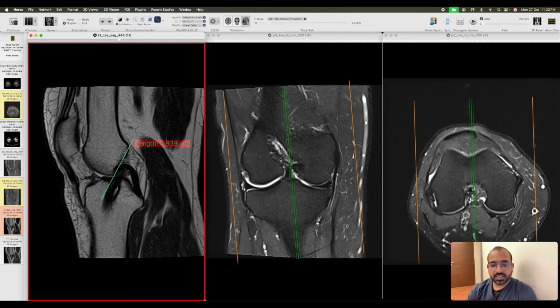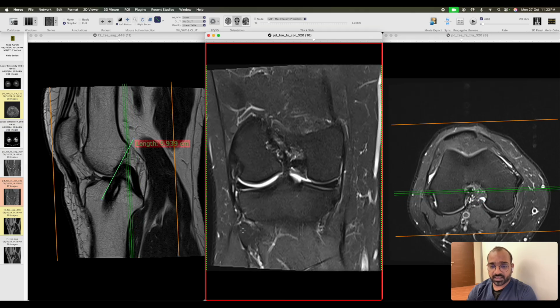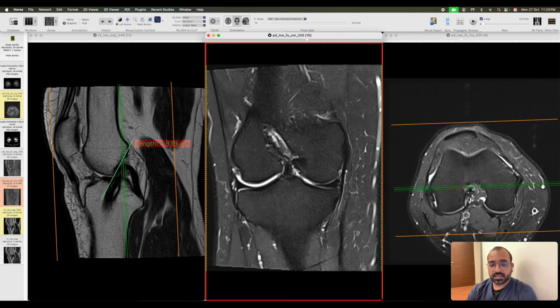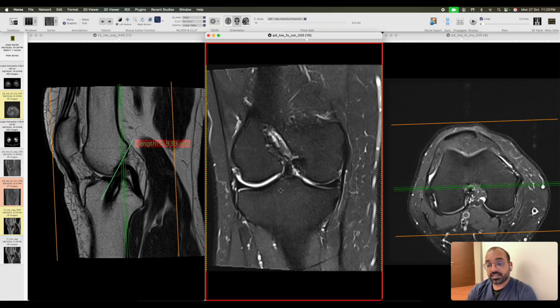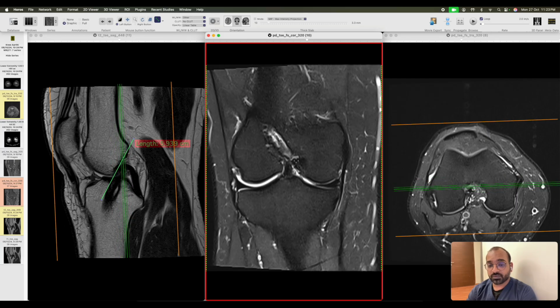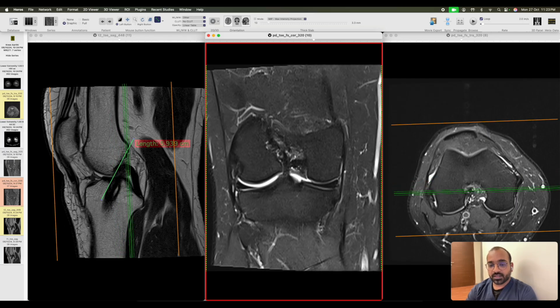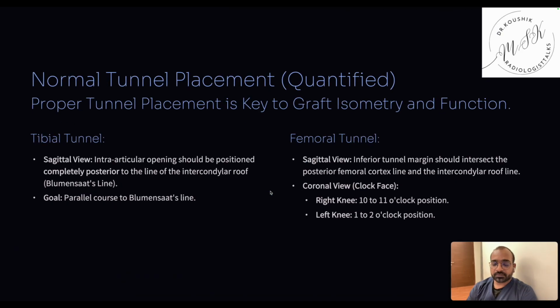And the other thing, if we see in the coronal image, if it is my right knee, this is the right knee, so this femoral tunnel should be placed at 10 o'clock or 11 o'clock position. You see this is around 10 to 11 o'clock position. If it is a left knee, then it should be at 1 o'clock or 2 o'clock position, in the intercondylar notch level. So this is the normal positioning of the femoral tunnel on sagittal view and also coronal view.